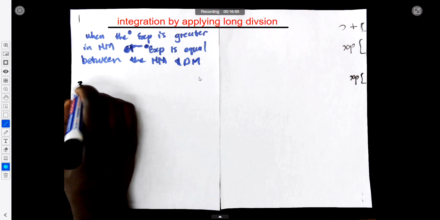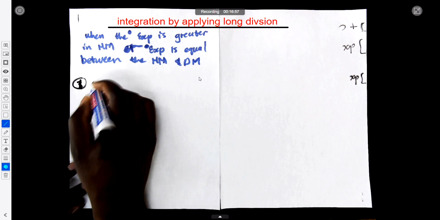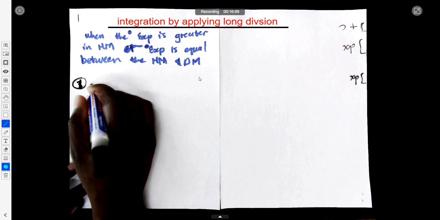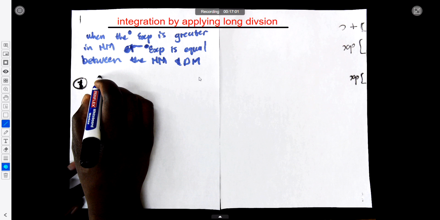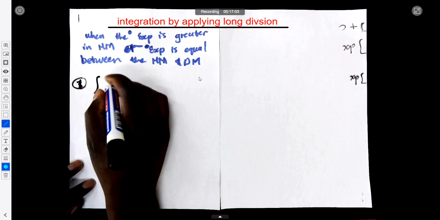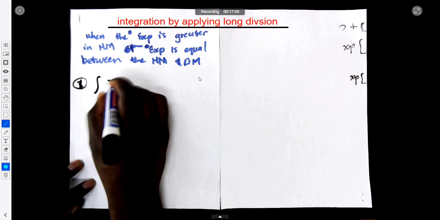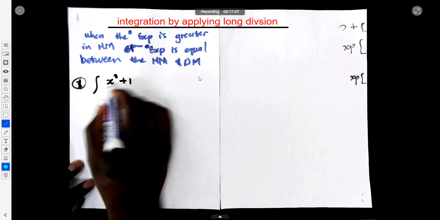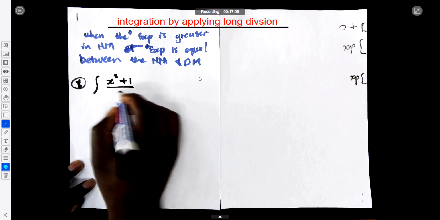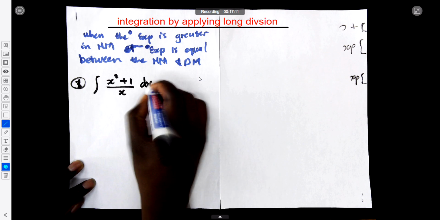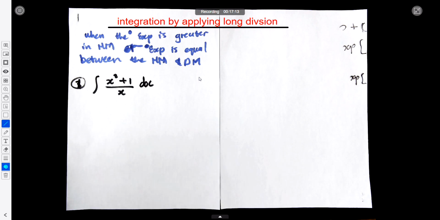Okay, I'll start with the basic one. So let's say for an example, we have the integral of x squared plus 1, all divided by x, dx. Let's say for an example, if it was not explained that we should utilize long division to integrate.